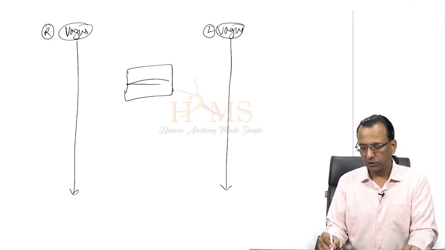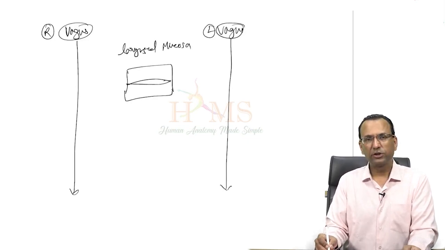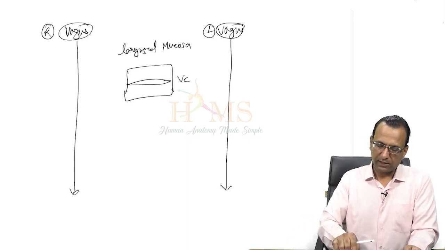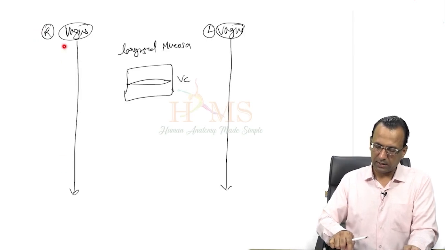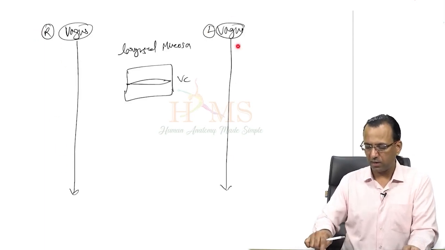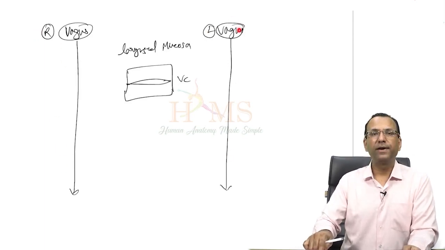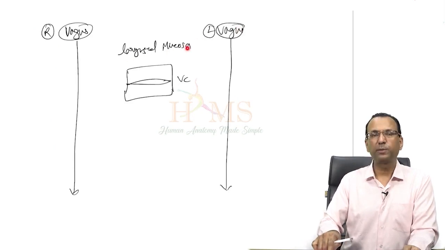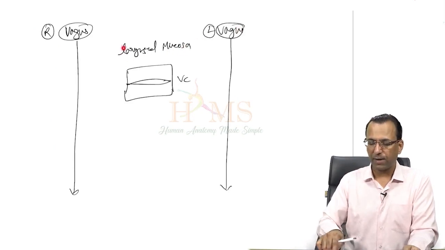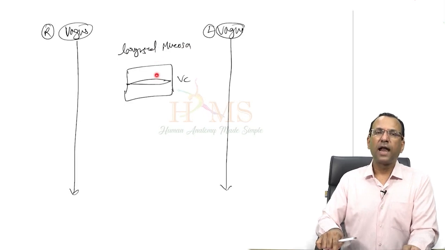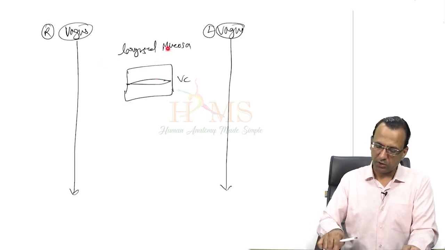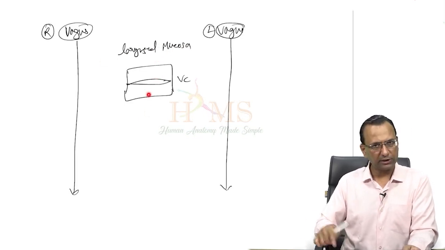Tell me, who is supplying the laryngeal mucosa of the larynx above the vocal cord and below the vocal cord? So, this is the right vagus going down and that is the left vagus going down, and you are talking about the vagus supplying laryngeal mucosa. Which branch will supply laryngeal mucosa above the vocal cord and which branch will supply it below the vocal cord? That is what we have to discuss now.